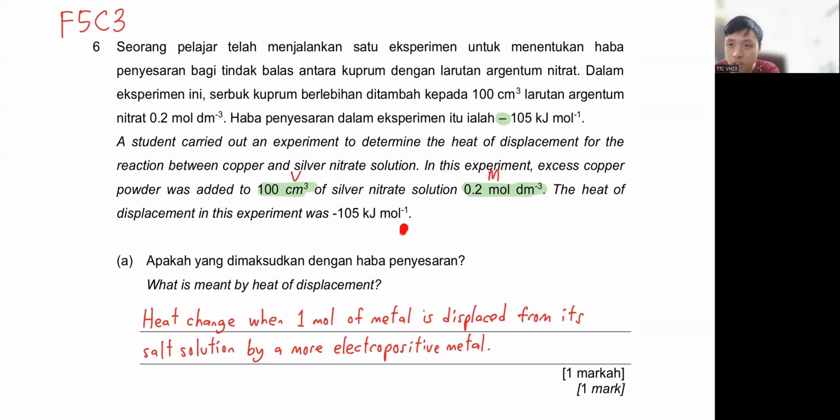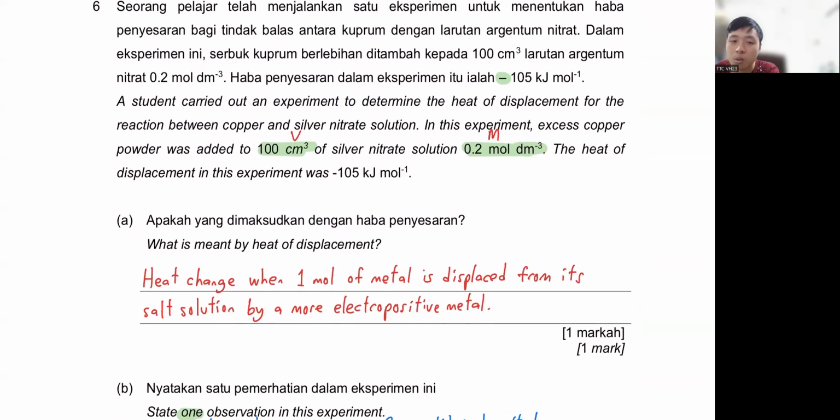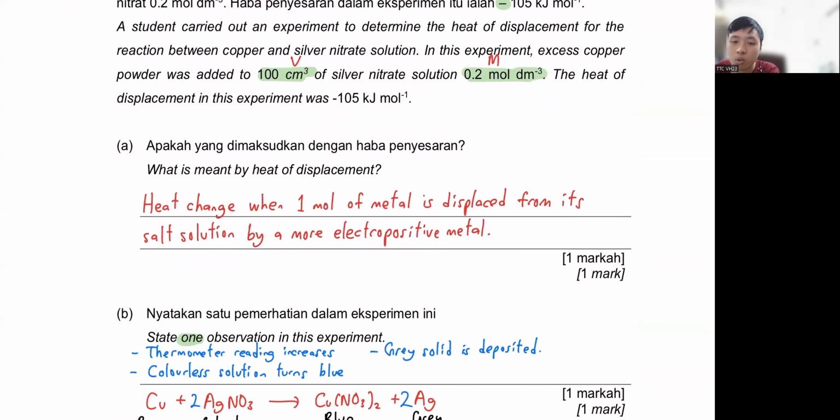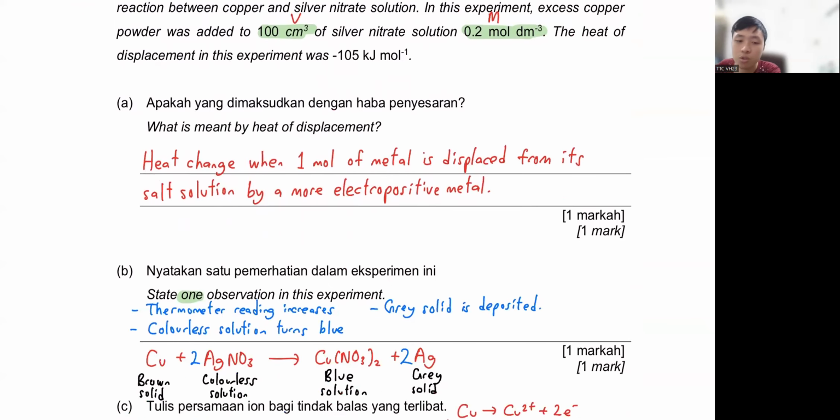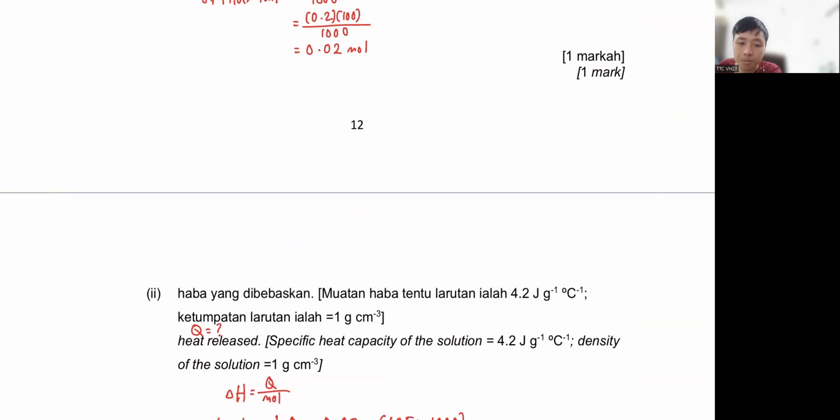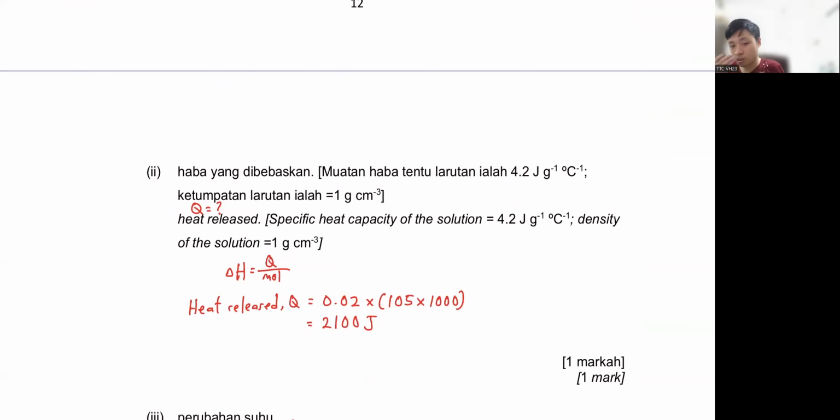So you cannot use m c theta. You have to use delta H equals Q per mole. Because you have already got the moles, and you have delta H here. So you just use the moles, 0.02, times delta H, 105 kilo, where 1 kilo equals 1000.